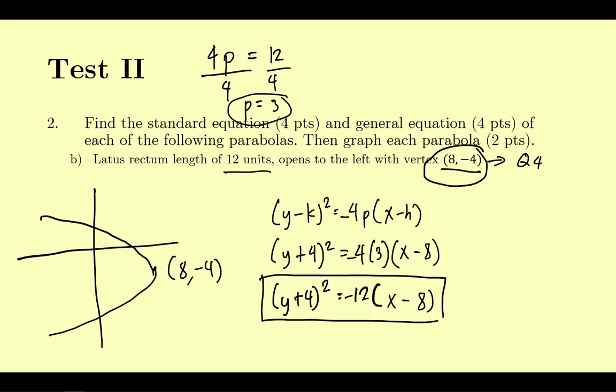And then, you just need to expand this one. It becomes y squared plus 8y plus 16, what I've been doing earlier, is equal to negative 12x. Negative 12 times negative 8 is equal to positive 96. Okay. So y squared plus 12x. That's the order, right? x squared, y squared, x, y, constant.